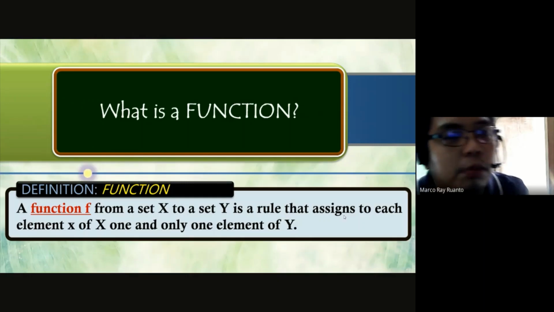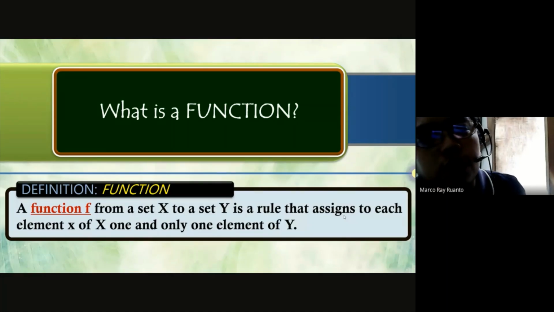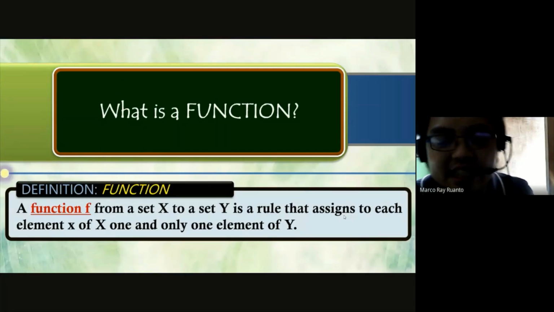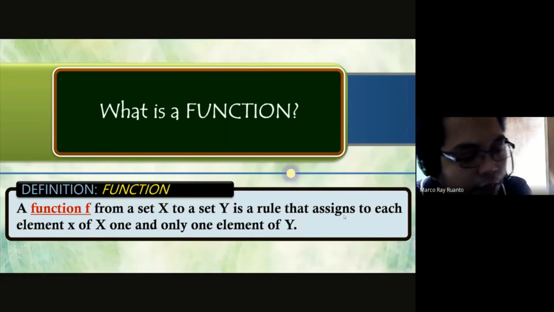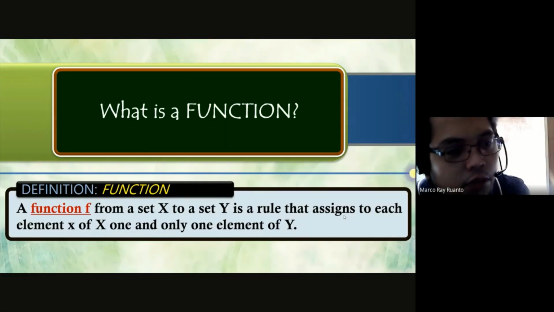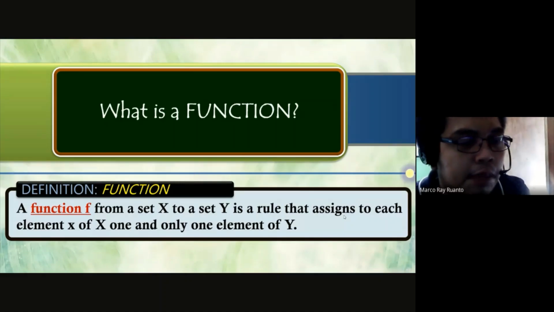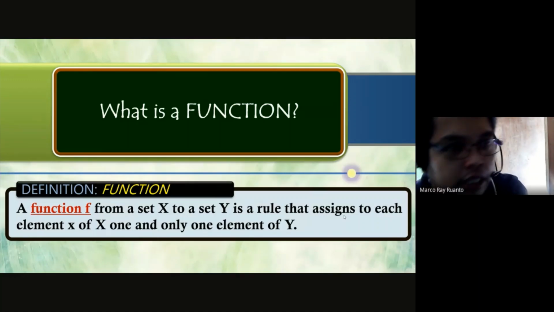So boys, for the relation to be a function, there should only be one pair. To be a function, only one, not many. So x, the first element, should only correspond to one element in y. y can have many, but x should only have one. The first element of the ordered pair has only one pair.